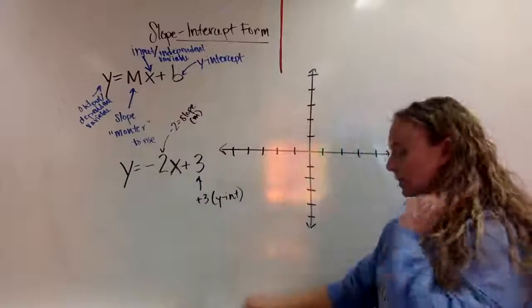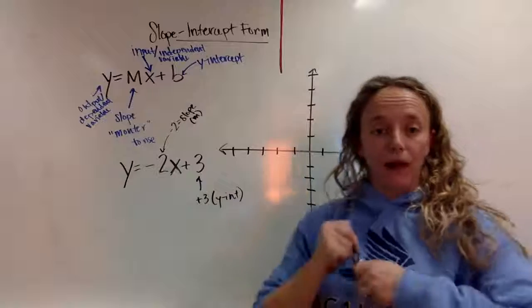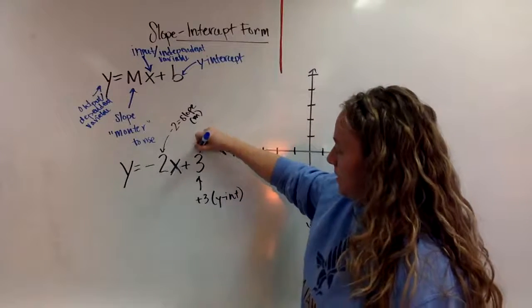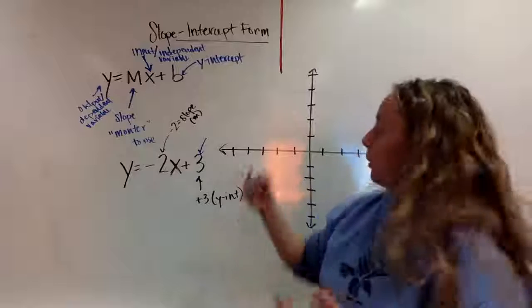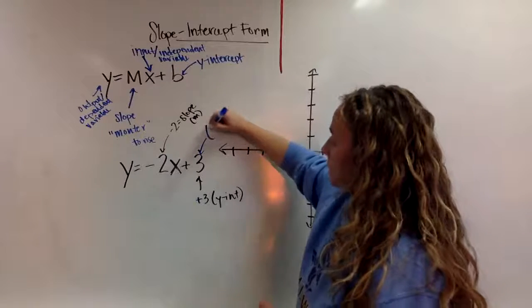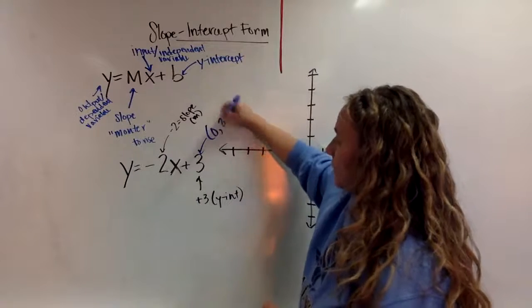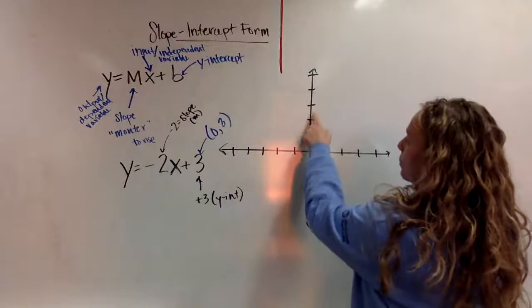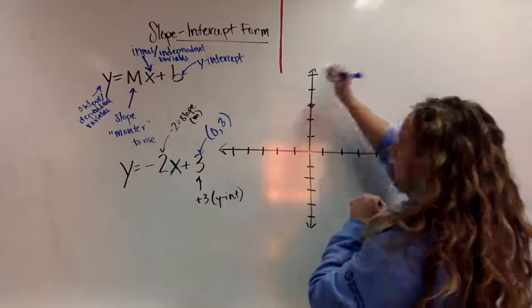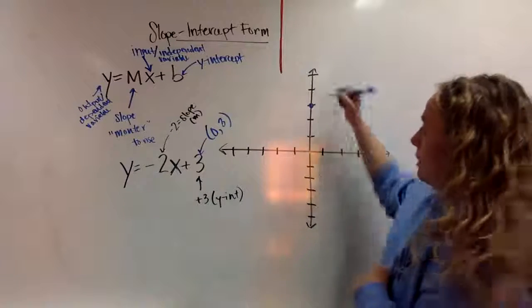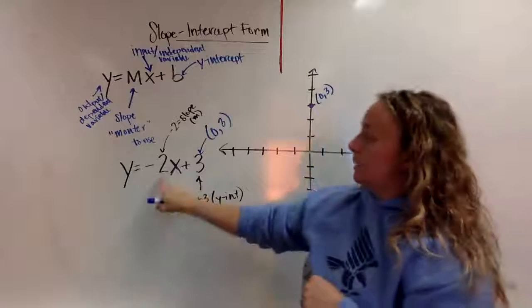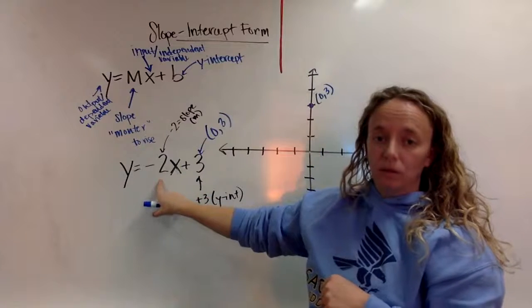If I were to take this information and start graphing it, I would do the following. I would take this 3, and that technically is a point. It's our y-intercept. So that means it's at 0, 3, or 0 on the x-axis and up 3 units on the y-axis. Now I have a point, (0, 3). I can then take my slope of negative 2 and use that to graph.